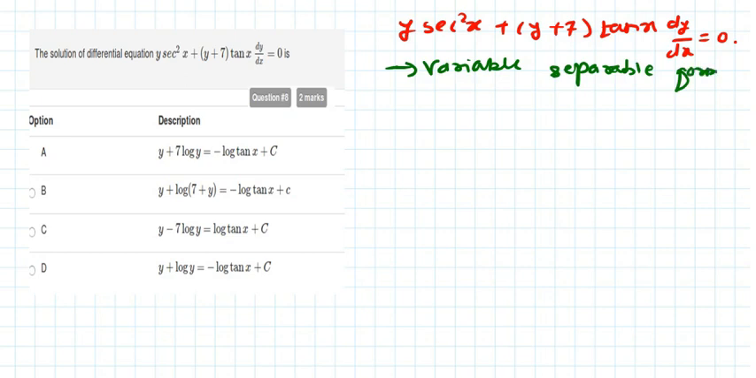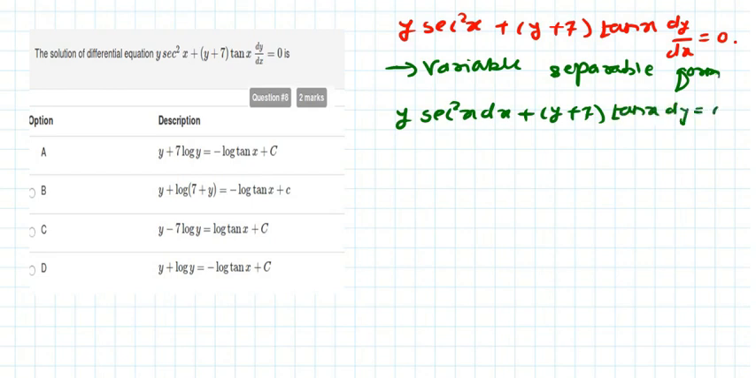What is variable separable form? I have explained that already in the previous video. If you want, you can check the previous video. So we will try and convert this to variable separable form. Firstly, multiply this whole equation by dx. So what you will get? y into sec square x dx plus y plus 7 tan x into dy equal to 0.